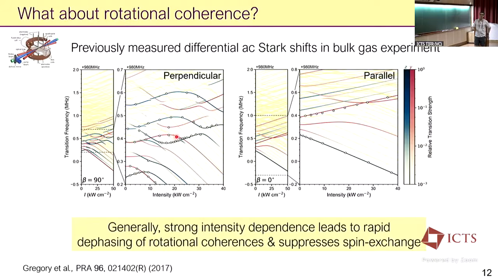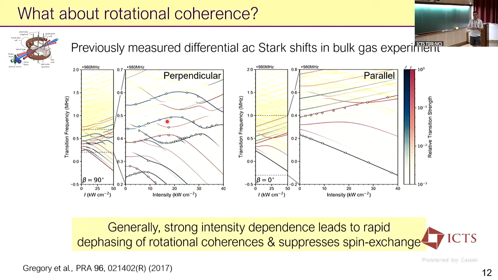So the good news is we completely understand this. This is for the laser polarized perpendicular to the quantization axis. You get a different pattern for parallel. Actually, you get a different pattern for every angle in between. Okay? The bad news is wherever you look, there's a strong intensity dependence to this transition. And this is the problem.